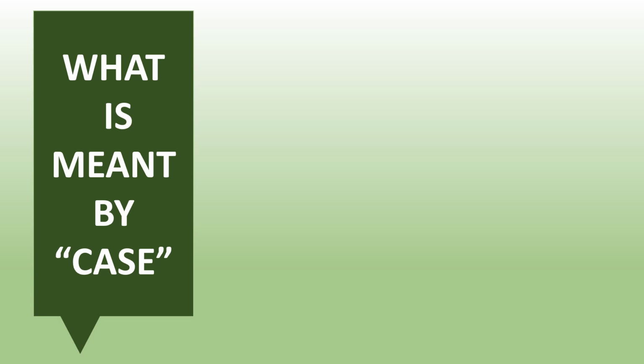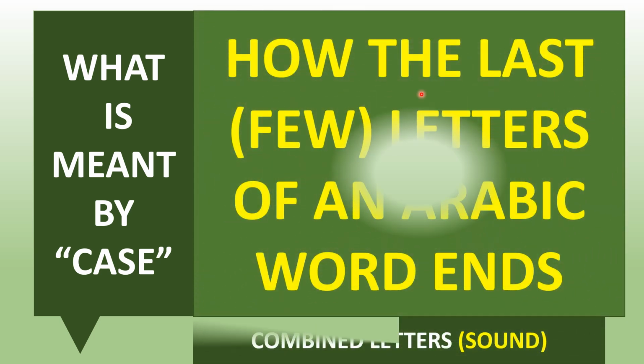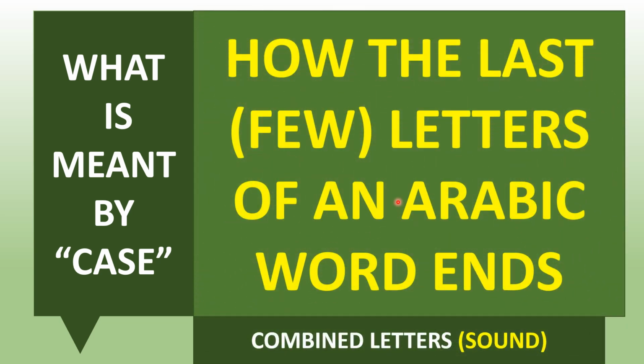How else can we understand case? How the last few letters of an Arabic word end. By this I mean combined letters which give a particular sound. So now we're not focusing on single or double vowel or just one letter. We're looking at a combination of letters that will bring about some sound. For example, kitabani. So ani is the sound. Alif and noon combined, ani sound, that's a case.